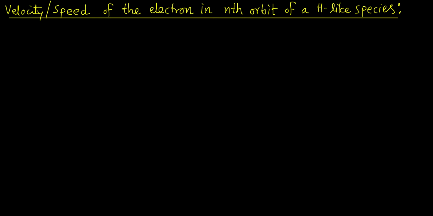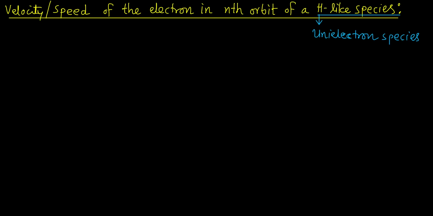Hello students, so today in this video we are going to learn how to derive the expression for speed or velocity of the electron present in the nth orbit of a hydrogen-like species. Before moving further, let me explain what a hydrogen-like species is. As I have explained in my previous videos also, hydrogen-like species means a uni-electron or single electron species.